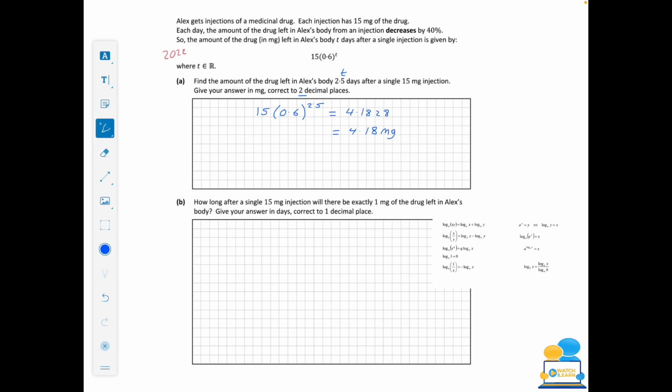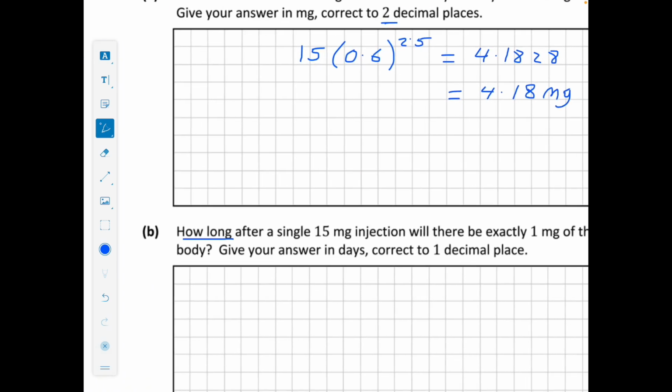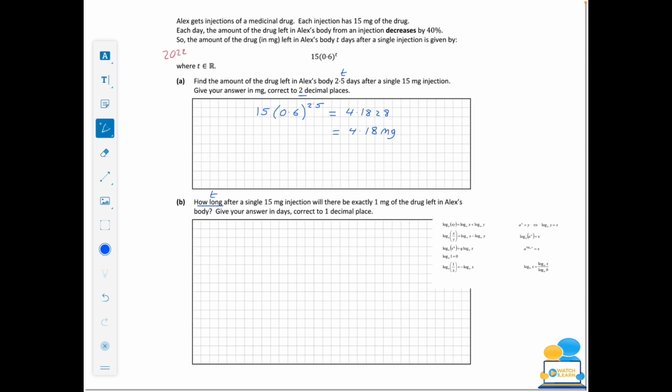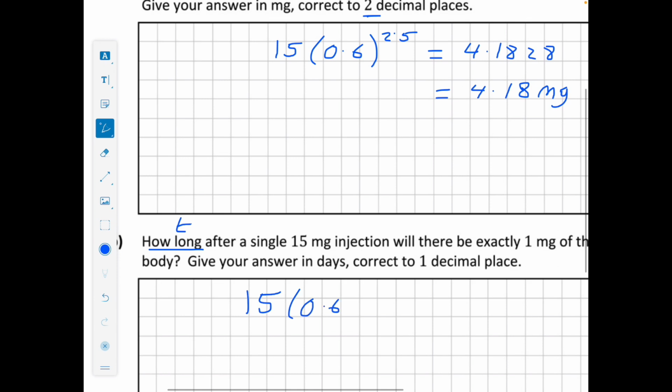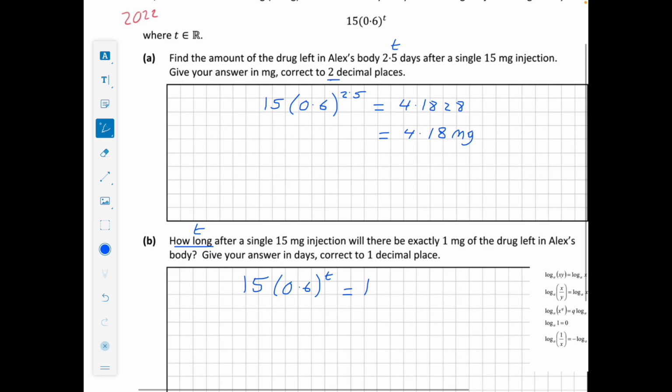Now, the next part is going to involve a little bit more work, as you'd expect, because you're moving from part A to part B. So after a single 15 milligram injection, how long is the key bit there. So how long, that means we're looking for t, time. How long after a single 15 milligram injection will there be exactly 1 milligram of the drug left in Alex's body? So we have our formula 15 multiplied by 0.6 to the power of t, and we want that to equal 1. We're looking for t.